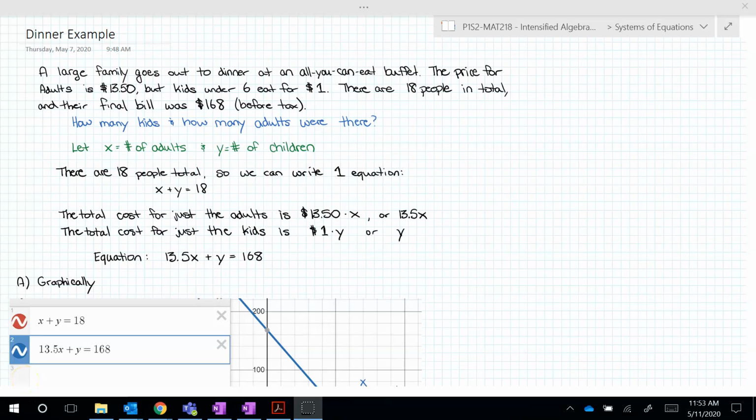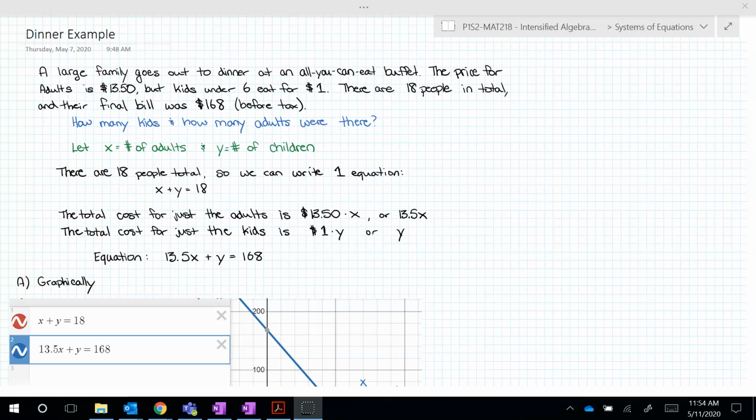All right, in our last videos, we were looking at using substitution to solve systems of equations. And in this video, we are going to introduce a new method to solving systems of equations called elimination. We're going to look at one of the same examples that we did last time with this dinner example where people are going out to eat and we know how many people are in total and we know how much the final bill was and the price for each type of person to eat, adults versus kids.